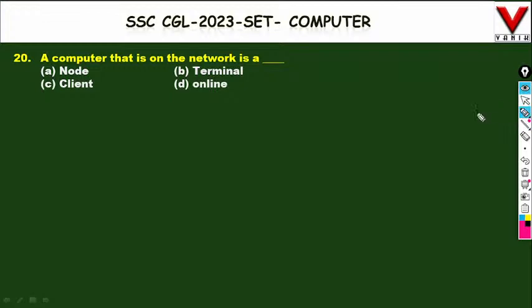Node is a connection point where the data transmission ends or redistribution of data starts. The answer is node. A computer that is on the network is called a node.